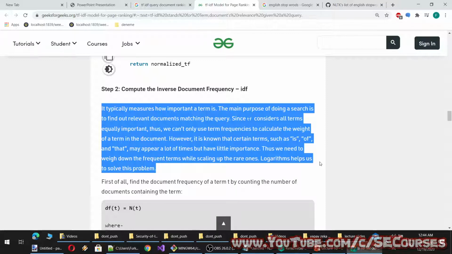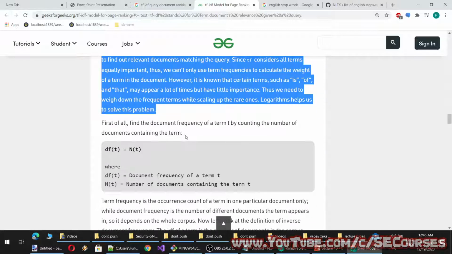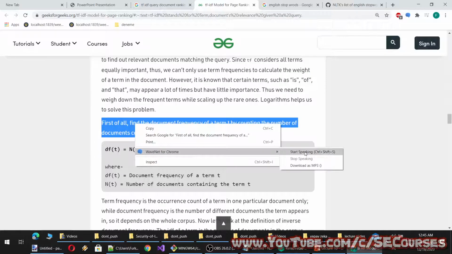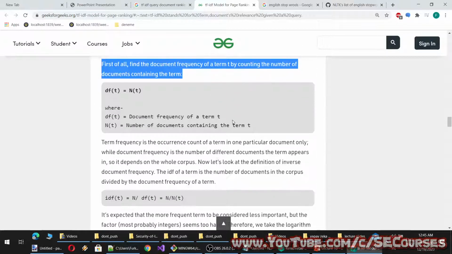Thus we need to weigh down the frequent terms while scaling up the rare ones. Logarithms help us to solve this problem. First of all, find the document frequency of a term t by counting the number of documents containing the term.